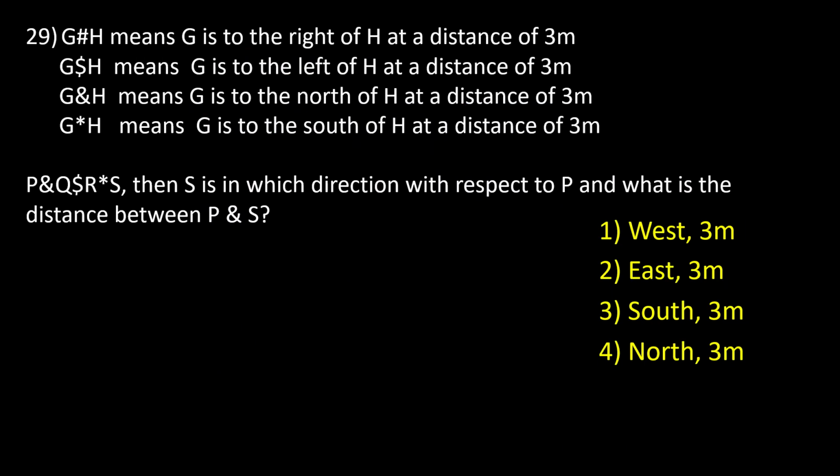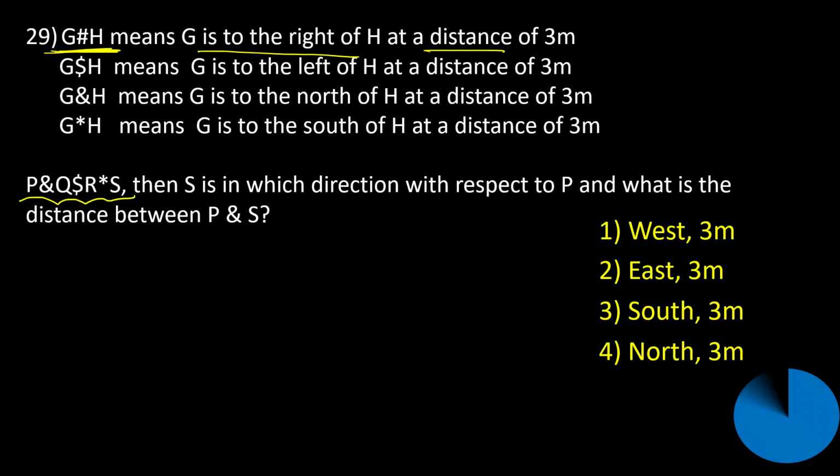29th question on your screen, and your timer starts now. This is code 8, direction and distance. Solve it. See, the direction and the distance is given in the form of some symbols. Okay, and this you need to solve.